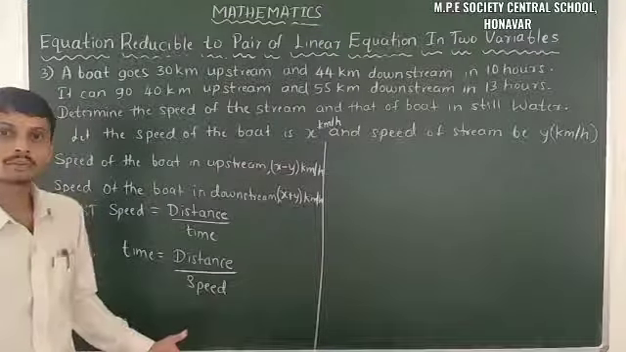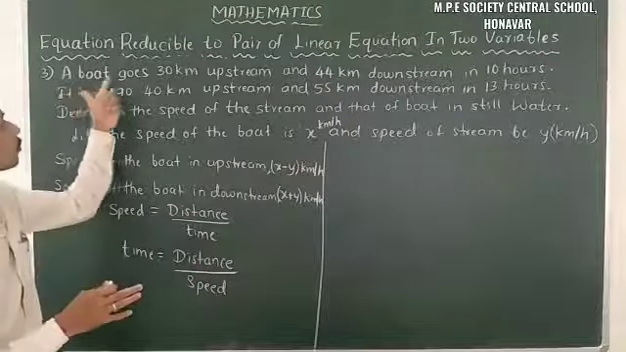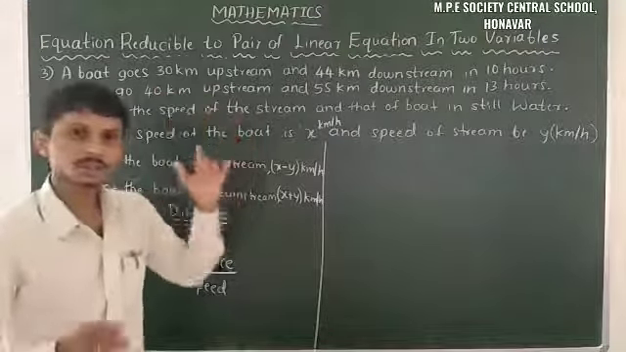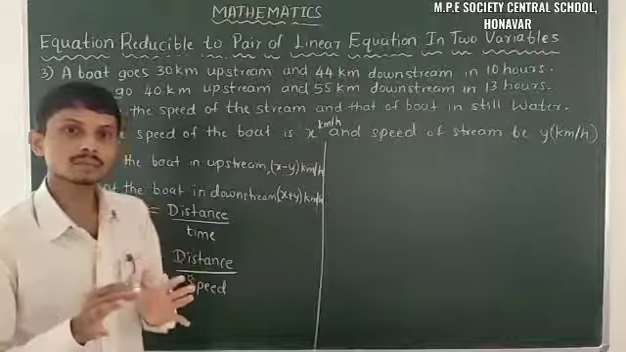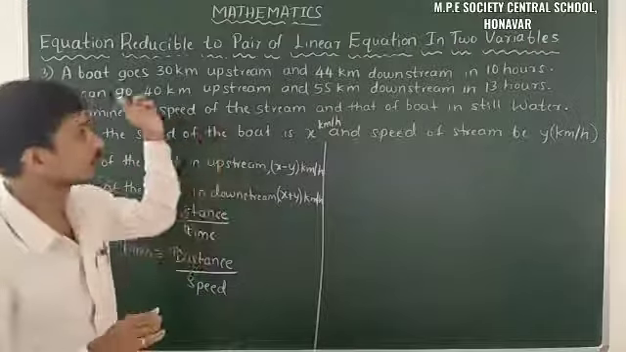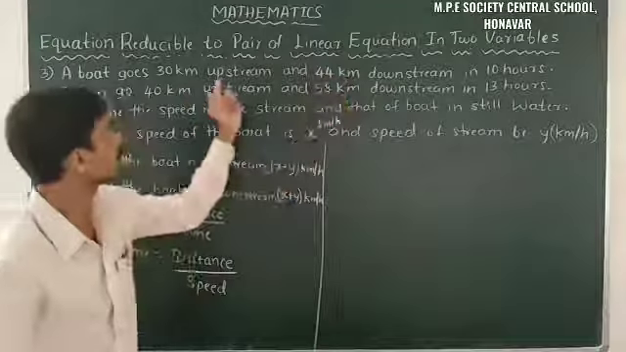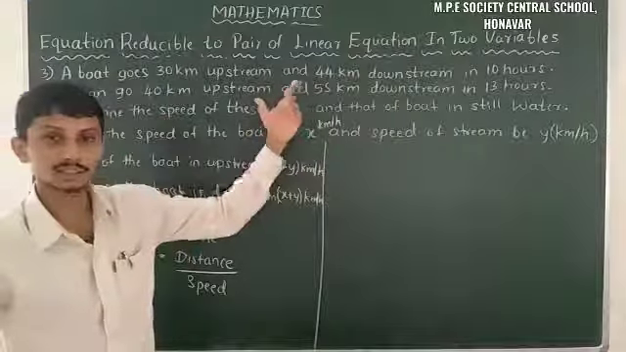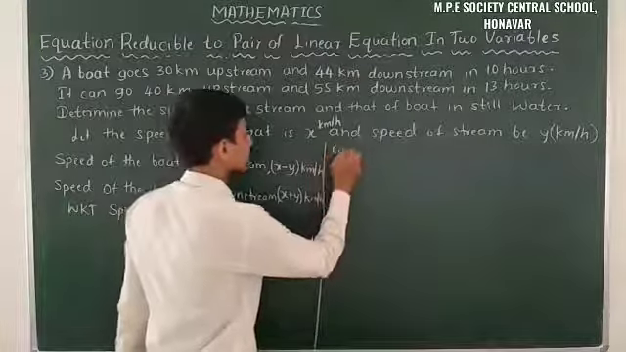So how can we find that out? Firstly, we have to consider it part by part. Just observe, the boat goes 30 km upstream. Just consider that one only. So here T1 is the time. T1 is the time taken by the boat in the upstream. So this is the first situation, 30 km upstream and 44 km downstream in 10 hours. And this is the second case. When we are taking the first case, I will take case 1.